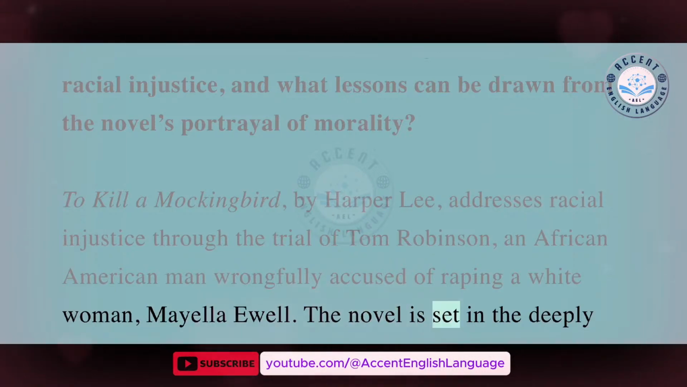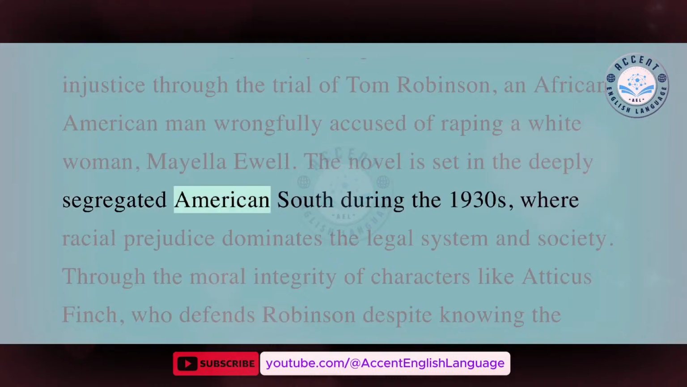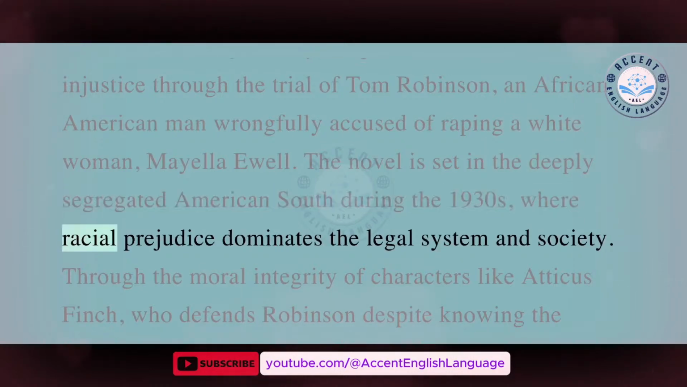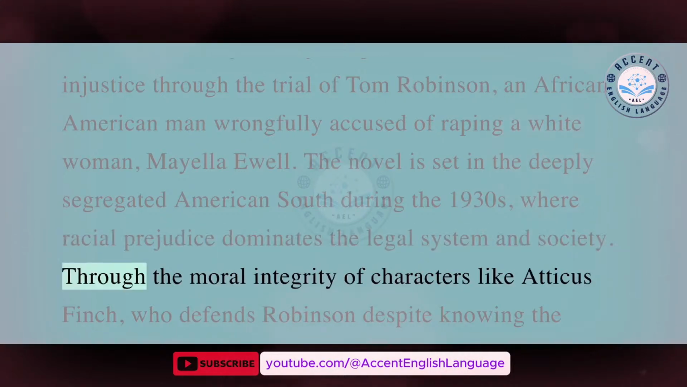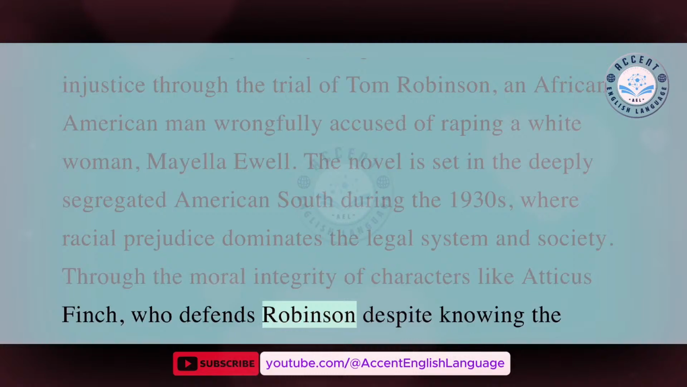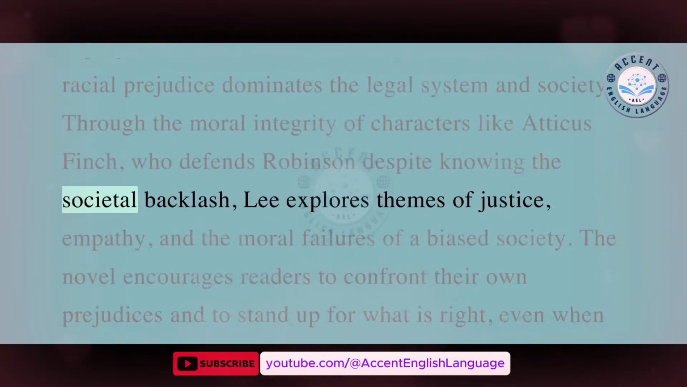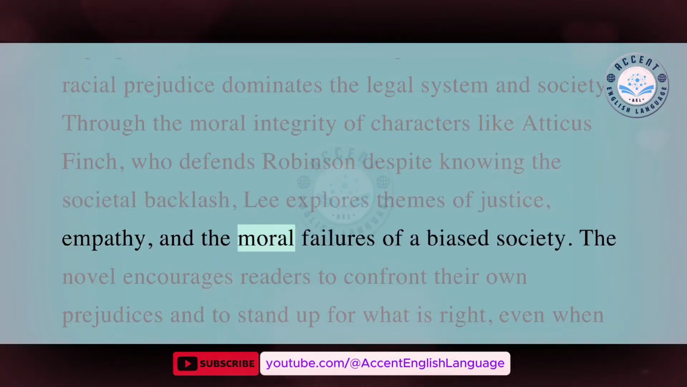The novel is set in the deeply segregated American South during the 1930s, where racial prejudice dominates the legal system and society. Through the moral integrity of characters like Atticus Finch, who defends Robinson despite knowing the societal backlash, Lee explores themes of justice, empathy, and the moral failures of a biased society.